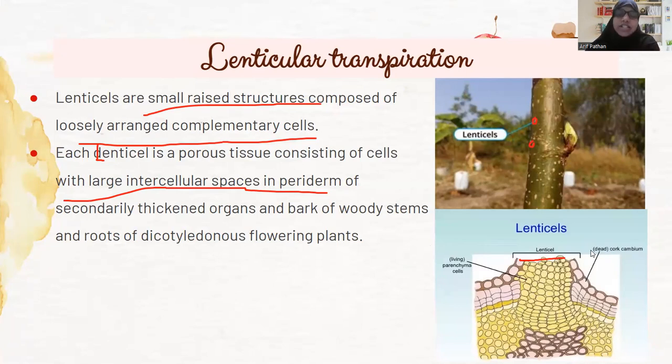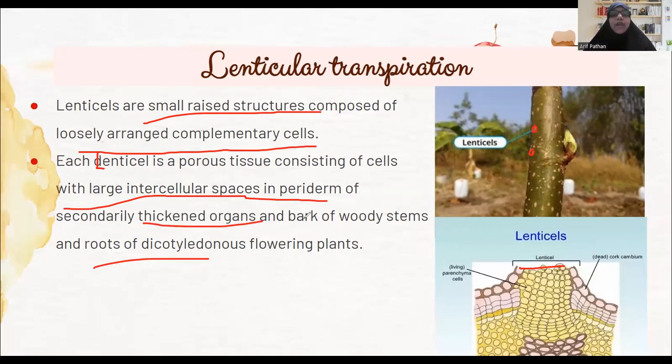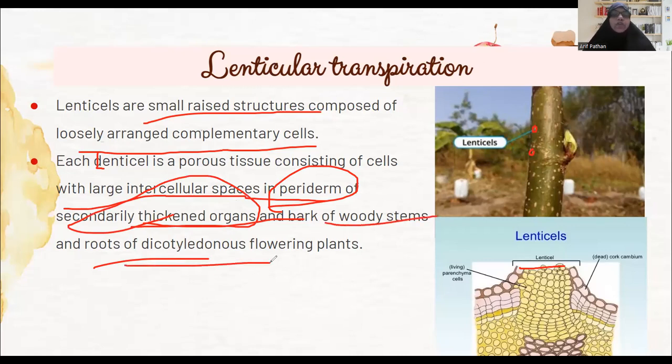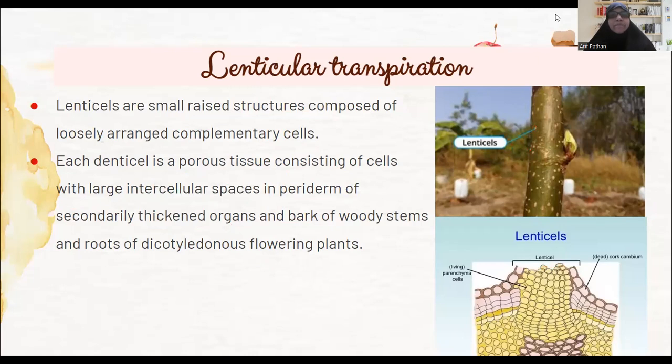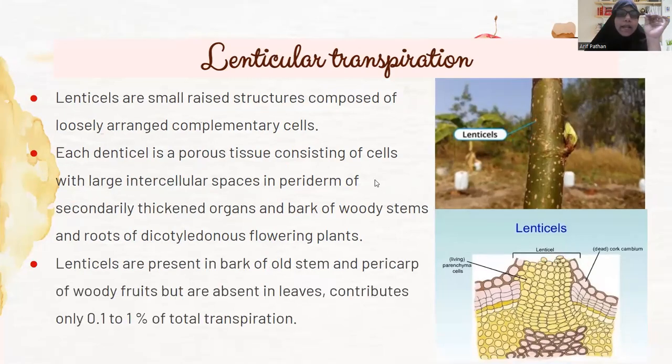secondary thickened organs which are almost developed, matured enough, bark of the woody stem, and roots of the dicotyledonous flowering plant. So this point is telling you where these lenticels are present. They are present in the intercellular spaces of the periderm, secondary thickened organs, bark of woody stems, roots of dicot flowering plants. They are present in all these structures. They are like pore openings, raised structures.